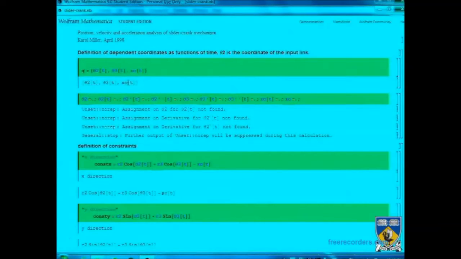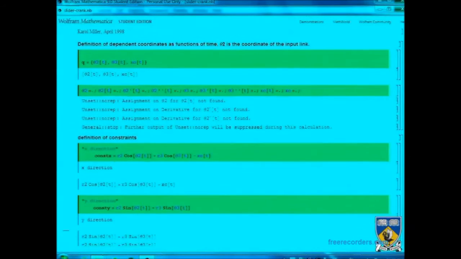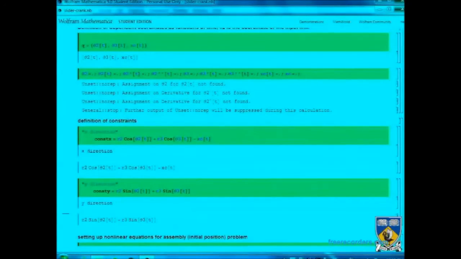the slider, right? A dependent set. Okay? Then we put in the constraint equations in x and y directions, right? So we present constraints always everything on the left, 0 on the right. Right? So this is the vector closure equation projected on x-axis, and this is the vector closure equation on y-axis.